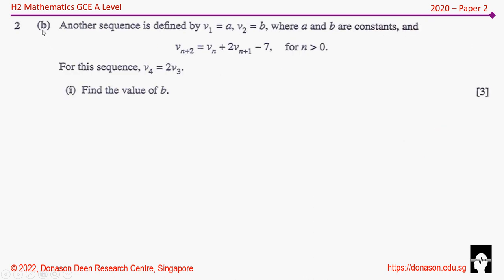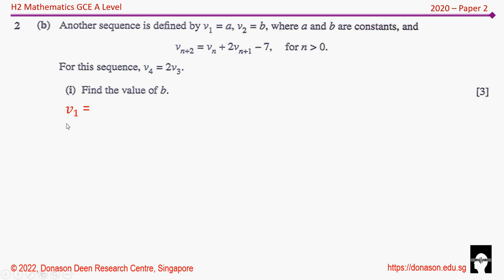Let's now look at part B. Another sequence is defined where V1 is given as A and V2 is given as B, and A and B are told to be constants, and Vn plus 2 should be equal to Vn plus twice of Vn plus 1 minus 7, and of course as usual n must be positive, right? You can't have negative terms in a sequence. So for this sequence V4 should be twice of V3. So find the values of A and B.